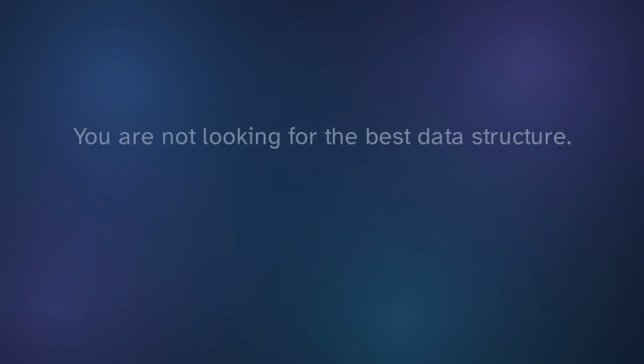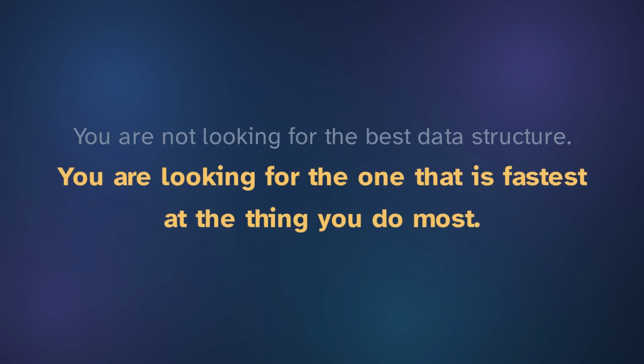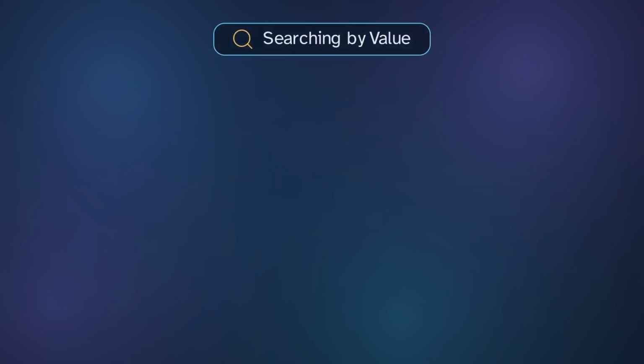This is the central idea of the entire course. You are not looking for the best data structure. You are looking for the one that is fastest at the thing you do most. Before we can compare properly, we need one more thing to compare. So far, we have looked things up by position. But usually we want to look something up by value. Is the number 42 anywhere in here?